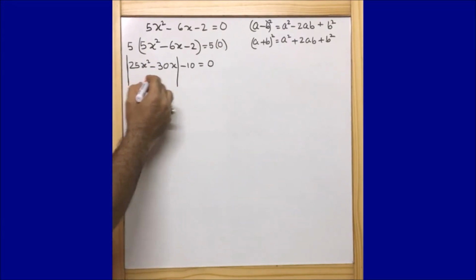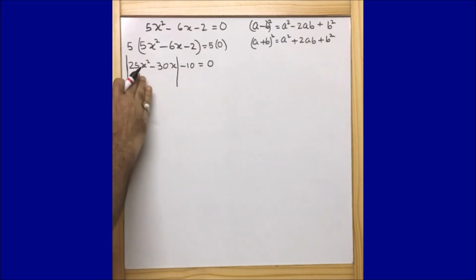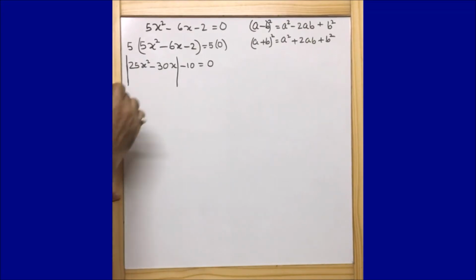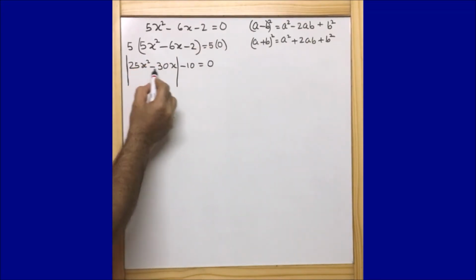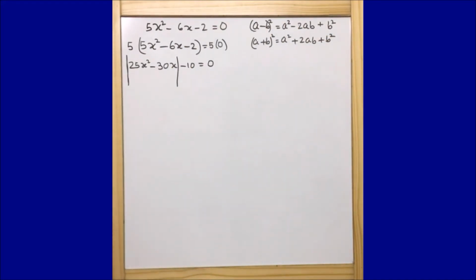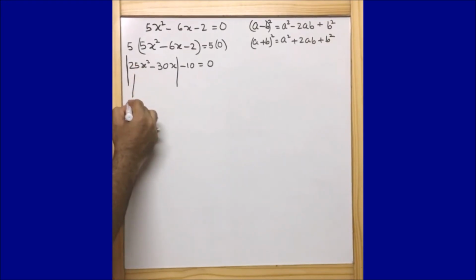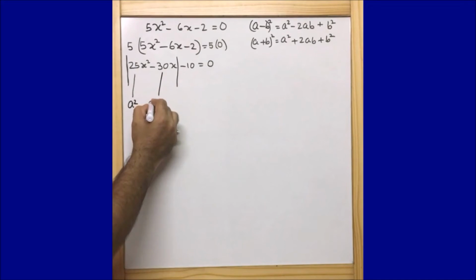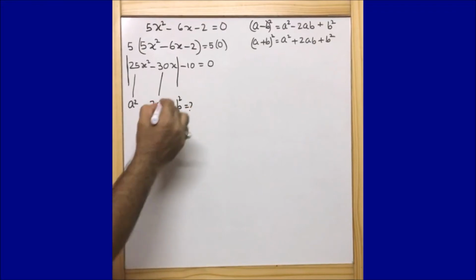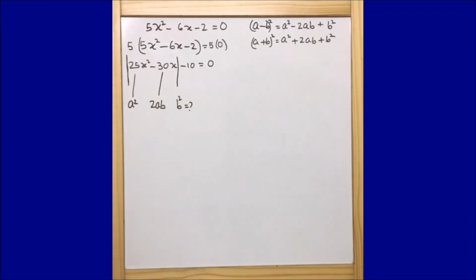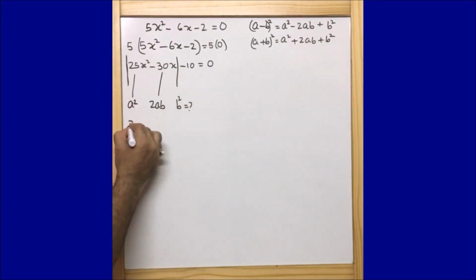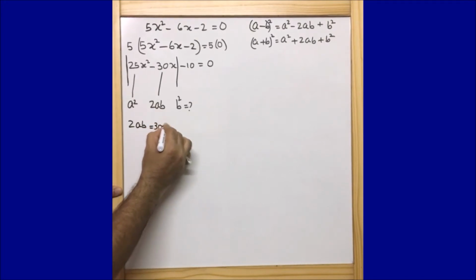So now I have kept aside the -10 and I am moving ahead to this part, 25x^2 - 30x. Our main objective is to put these two terms into the form a^2 - 2ab + b^2. Let us see how we are going to do it. 25x^2 is nothing but a^2 and 30x is nothing but 2ab, and we don't know b^2. So our main intention is to find the value of b, then we can know the value of b^2. As I told you, 2ab is 30x, so we can write 2ab = 30x.